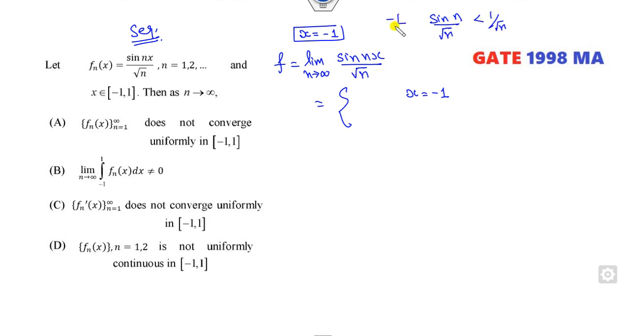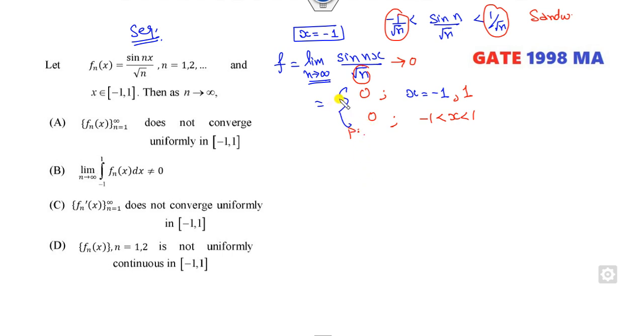Fine. And of this, what is the limit as n approaches infinity? This part goes to 0, this part goes to 0. So by using the sandwich theorem, this part will be 0. Similarly, when x is equal to 1, again this part will be 0. When x lies between -1 to +1, again this part will be 0. So what is the meaning of that? Because this part goes to 0, it means this is my pointwise convergent.